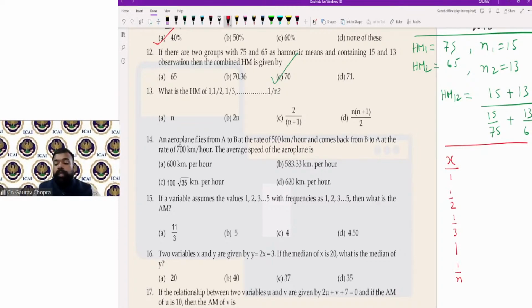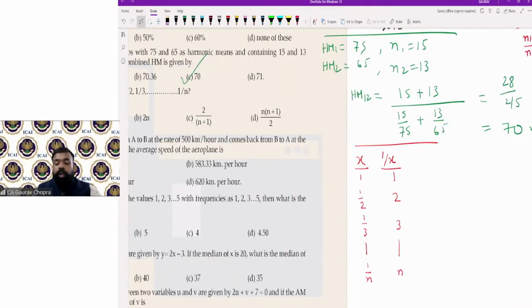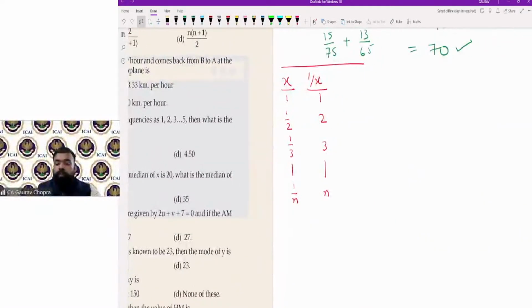So what is the first step? First step is to find out the reciprocal. So reciprocal of 1 is 1, 1 by 2 is 2, 1 by 3 is 3, and 1 by n will be n. Now, what is the formula for HM? Apply the formula.